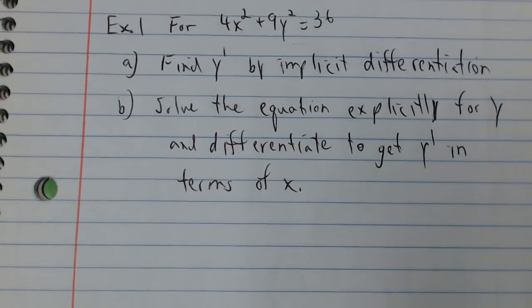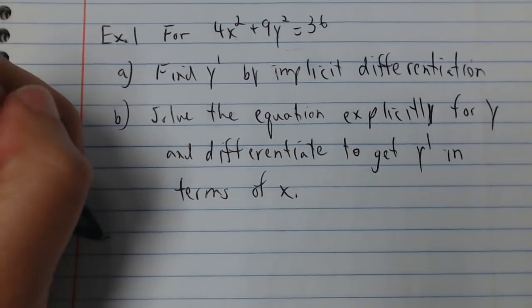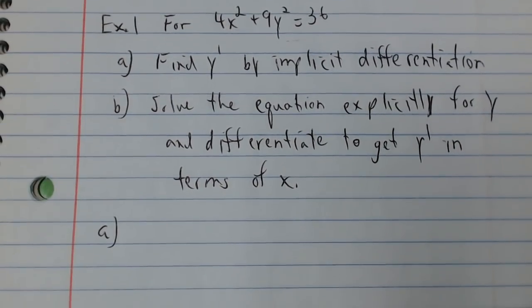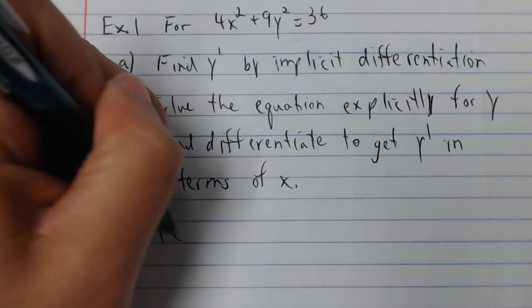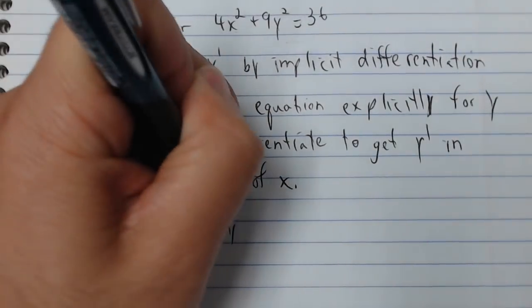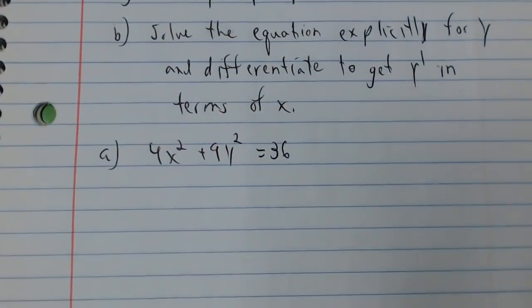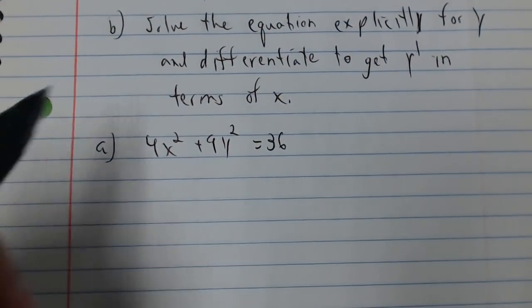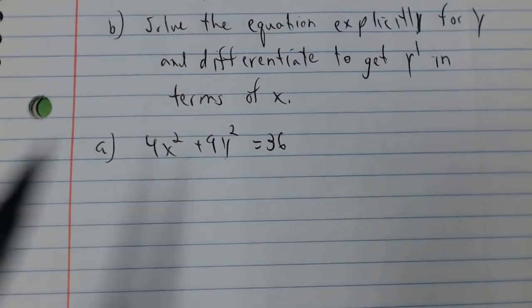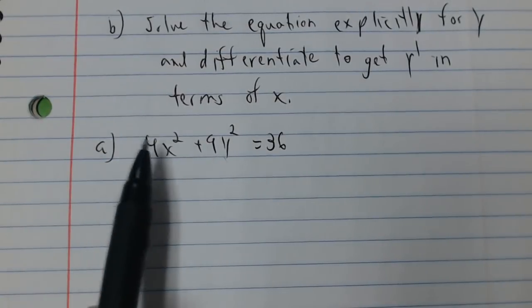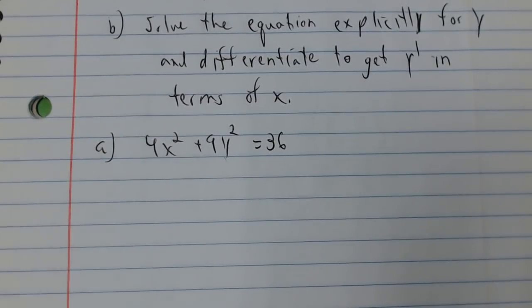So let's start off with part A, which is using implicit differentiation. If we start off with 4x squared plus 9y squared equals 36, we're finding the derivative of this. Now remember, y is a function of x. X is my independent variable. So to find the derivative of this, we're going to take the derivative of both sides.